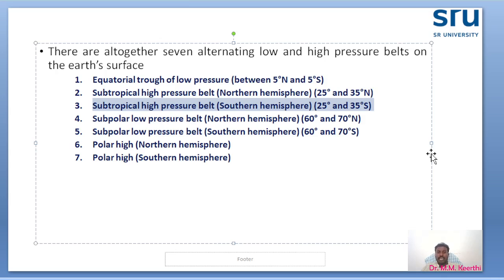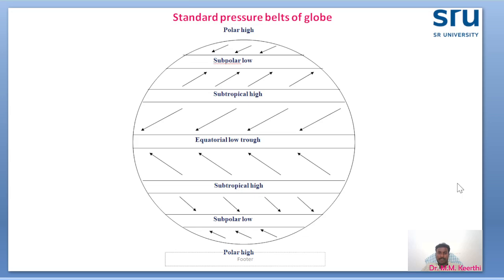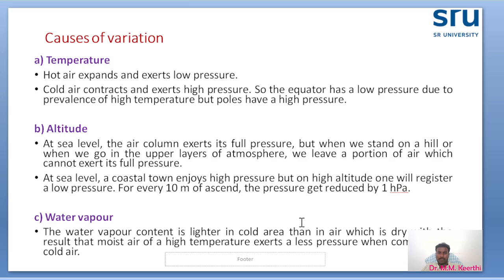And polar high is in the northern hemisphere, and the same polar high is in the southern hemisphere also. So in total, seven alternating low and high pressure belts are there. So this is the polar high, subpolar low, subtropical high, equatorial low, and then subtropical high and subpolar low. Okay, what are the different variations?